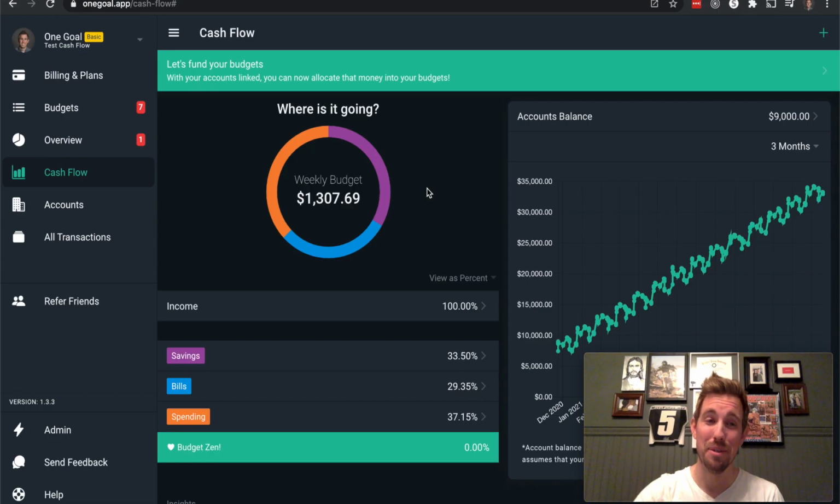Alrighty, welcome to One Goal. This is the cash flow tab. You'll land here as soon as you've finished our onboarding and you've created all of your budgets. It can be a little overwhelming at first. If you look here in the center, this is your weekly budget.